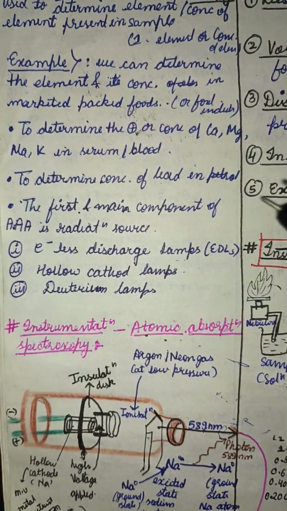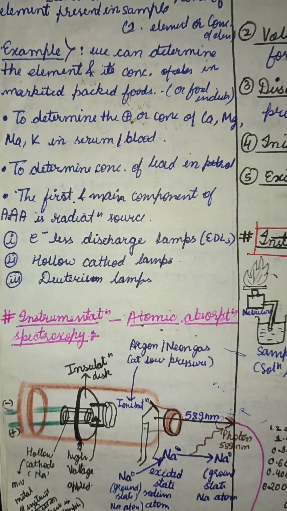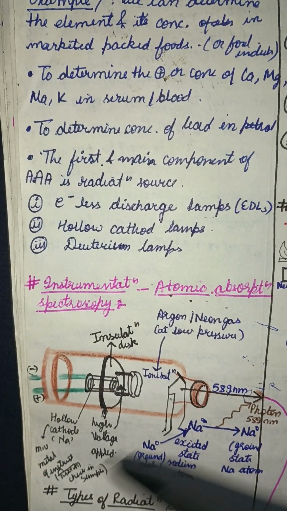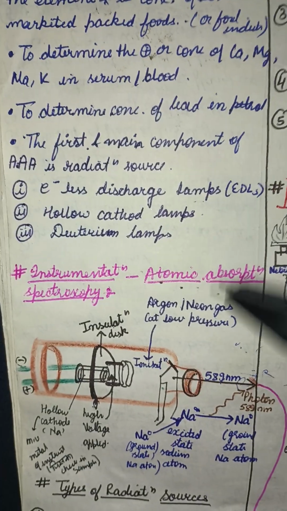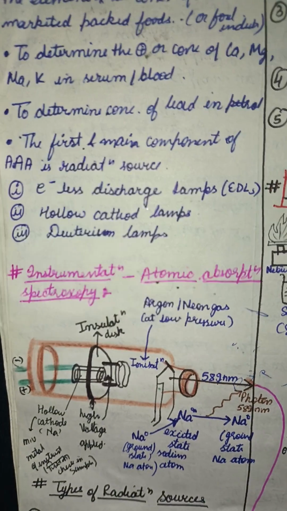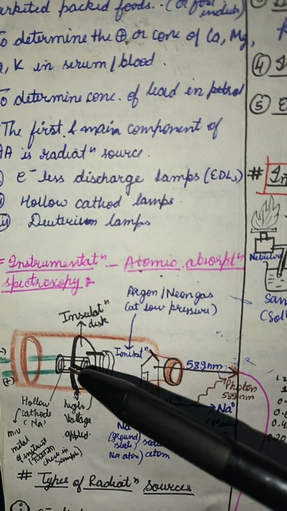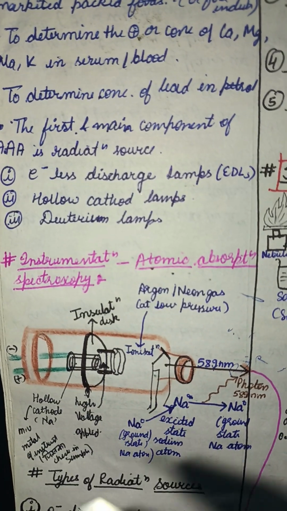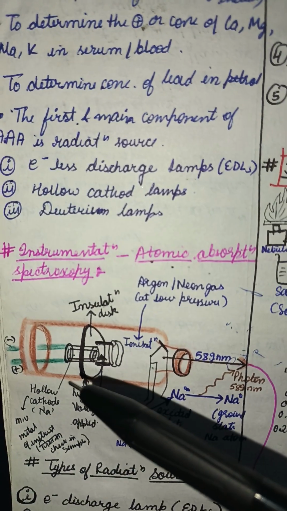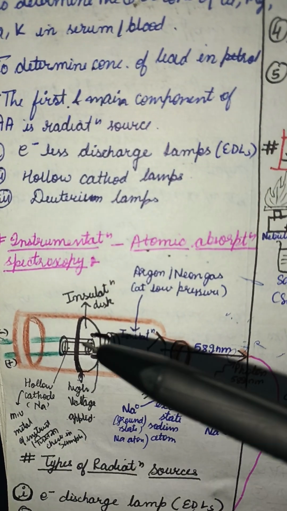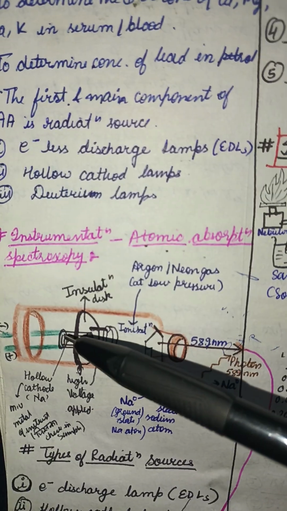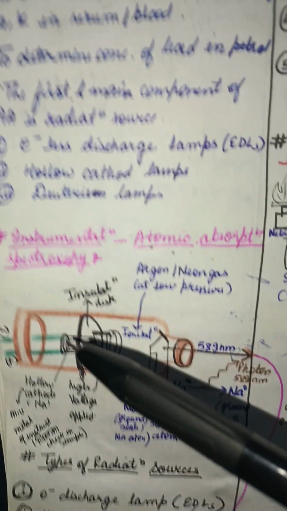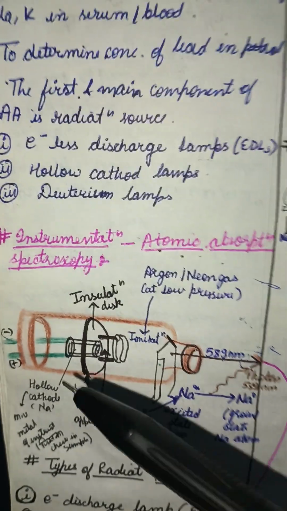Now, first of all, we'll study the instrumentation. In this, there is the hollow cathode lamp, as we can see. Here the whole lamp is filled with an inert gas, and here we have the cathode and here we have the anode. In the cathode, we place the metal of interest. It is the element, the metal that we have to detect. So for example, if we have to detect Na in the sample, the cathode will be made up of Na, which is sodium, and here is the anode.